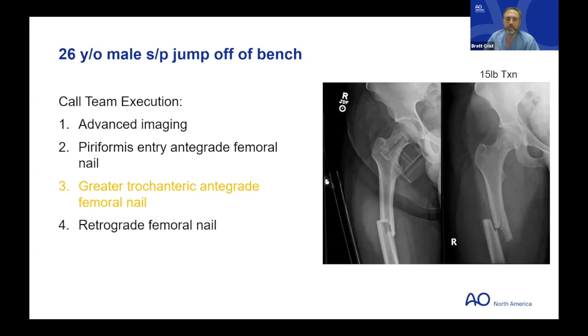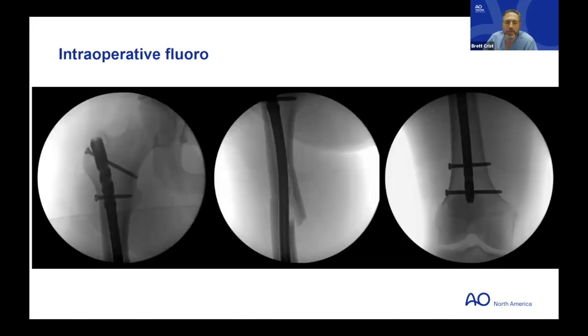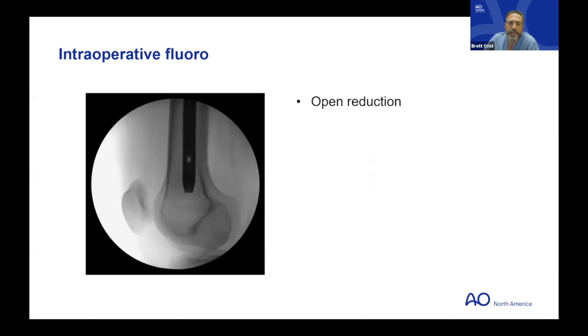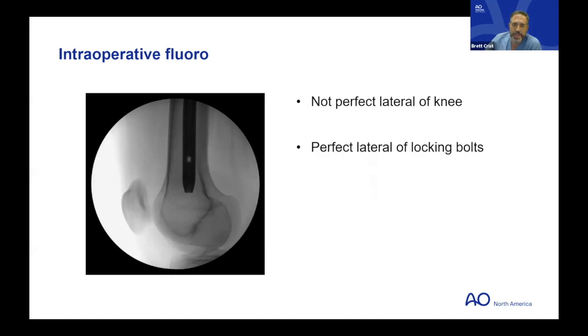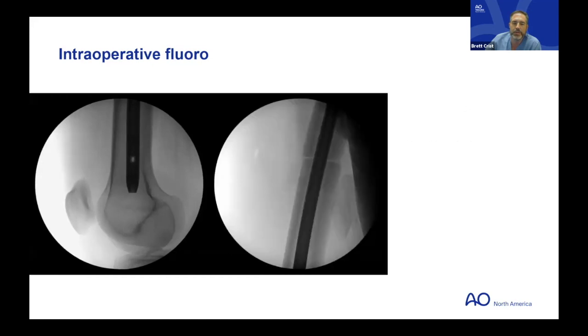Okay, so the call team goes for a greater trochanteric antegrade femoral nail. So these are intraoperative images that you can see here, 2 locking bolts above and below. This actually ended up with an open reduction. They weren't happy with closed reduction. And so this is after the locking bolts are in distally. It's not a perfect lateral of the knee, but it is a perfect lateral of the locking bolt, so showing that they are actually going through the nail.